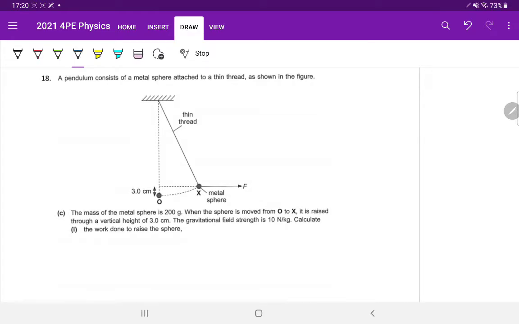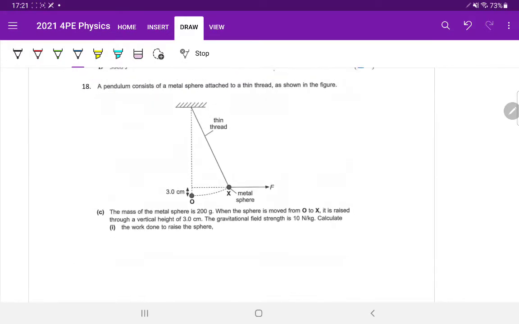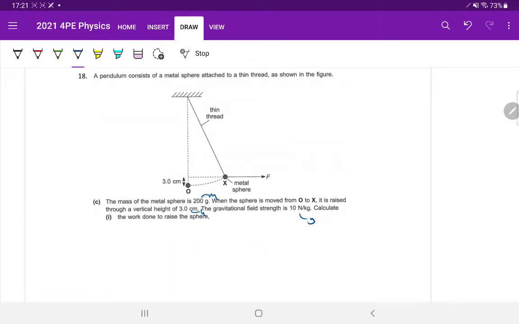Next question, 18. A pendulum consists of a metal sphere attached to a thin thread as shown in the figure. The mass of the sphere is 200 grams. When the sphere is moved from O to X, it is raised through a vertical height of 3 cm. g is 10. Right? So you have h, you have g, you have m. What is the work done used to raise the sphere?